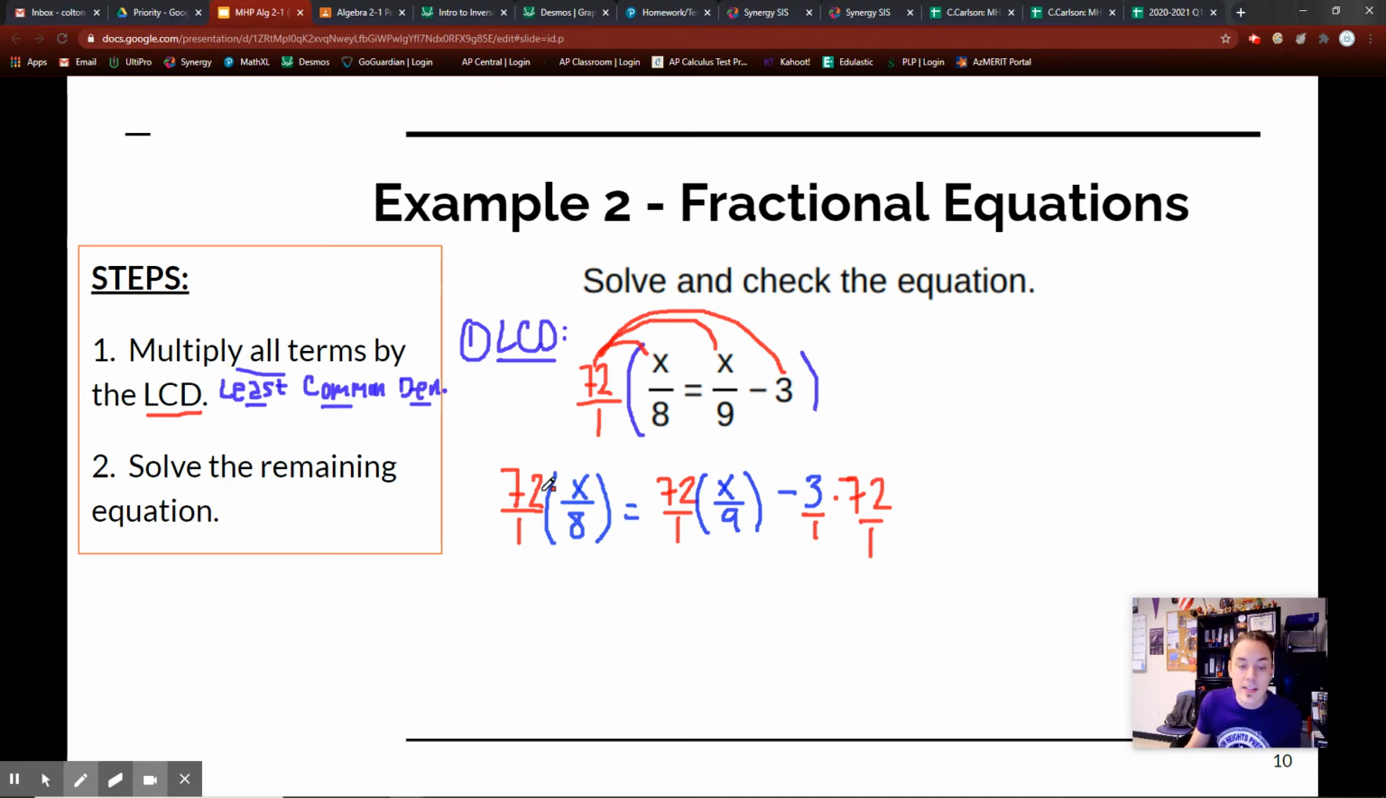Now watch. How many times does 8 go into 72? 8 goes into 72 9 different times, right? So that means I divide 8 by 8, and I divide 72 by 8 to get 9. So that's my new number. So what do I have now? I get 9x. No more fractions at all. You following me? That's what I need you guys to understand. That's why this is the easiest way. I promise you.